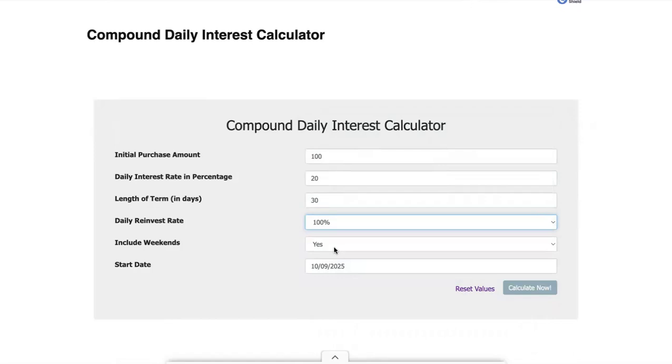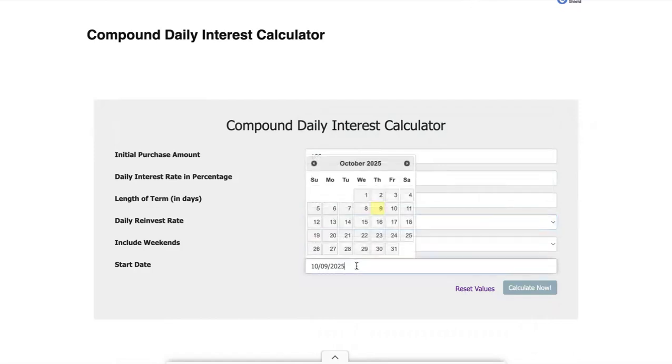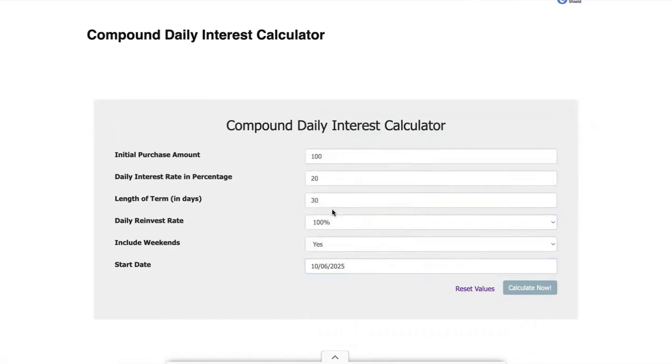Include weekends, yes, and then you're going to put your start date. So whenever you start the challenge, that's when you're going to put the date. Say, for example, for us, we started the VIX challenge on the 7th. You're going to put a day before, which is going to be day 0. After all of that, you're going to click on calculate.